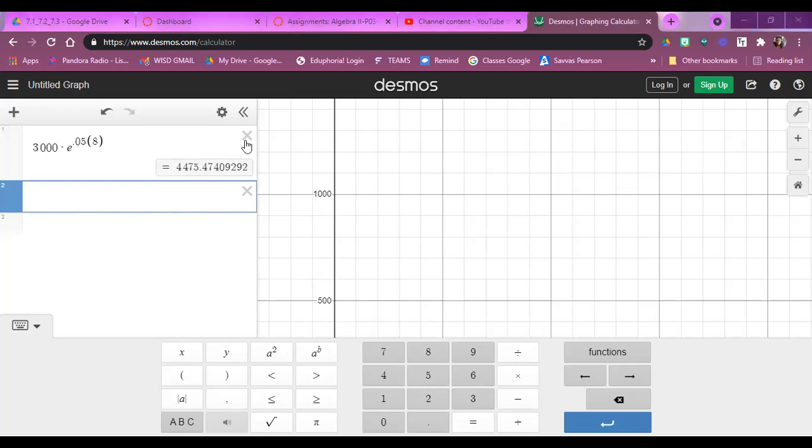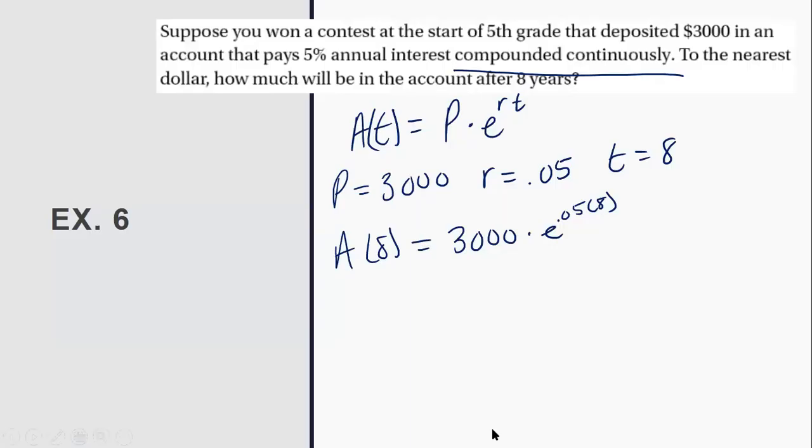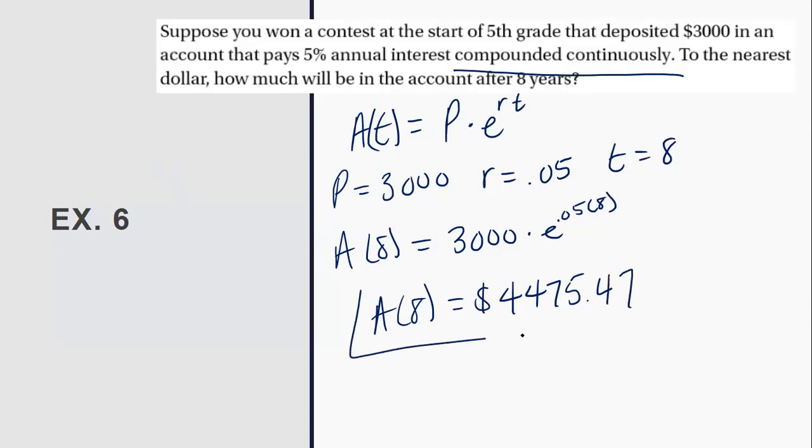All right. So we have A of 8 equals $4,475.47. 47 cents. All right. How do we feel? Okay.